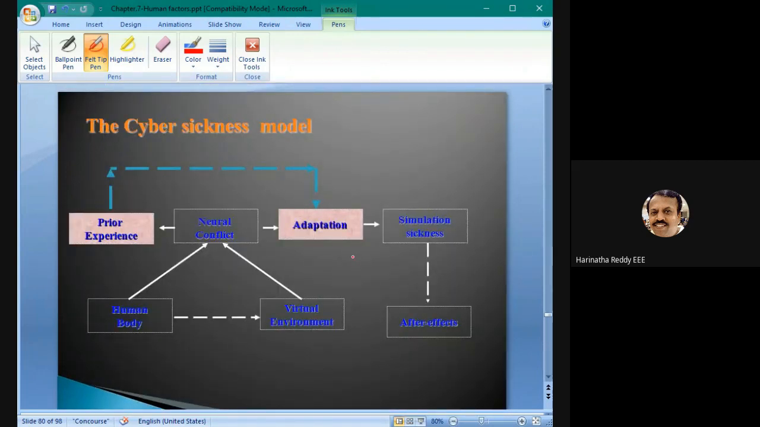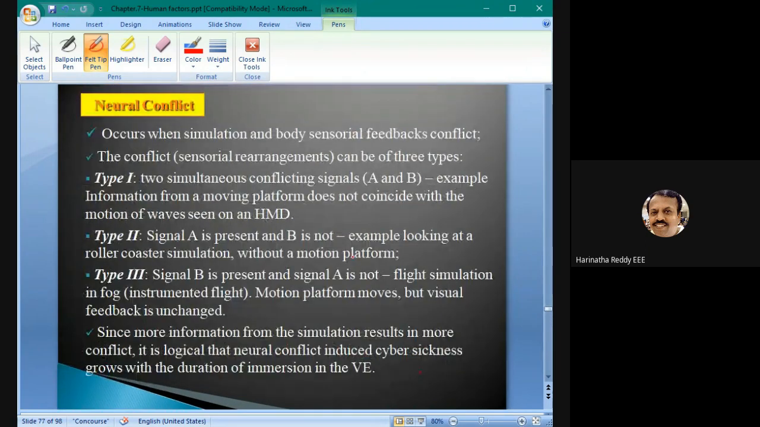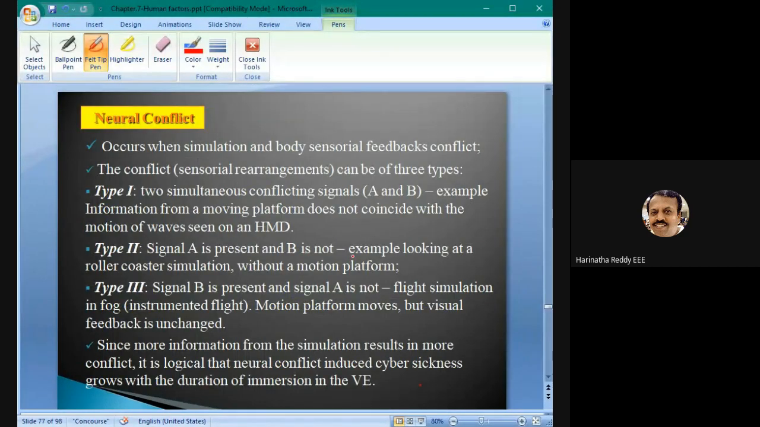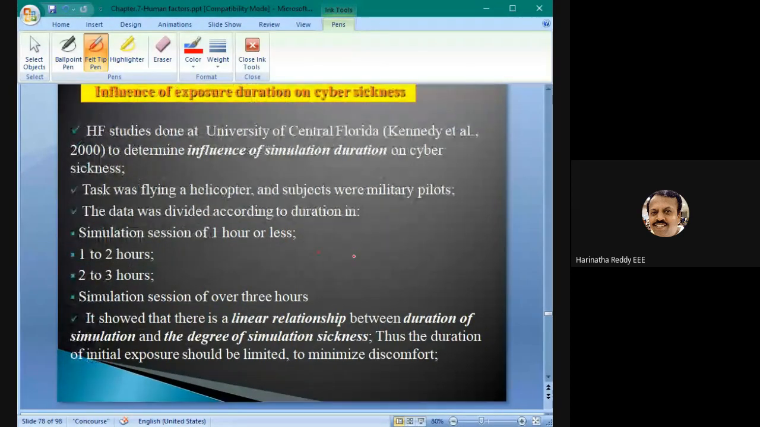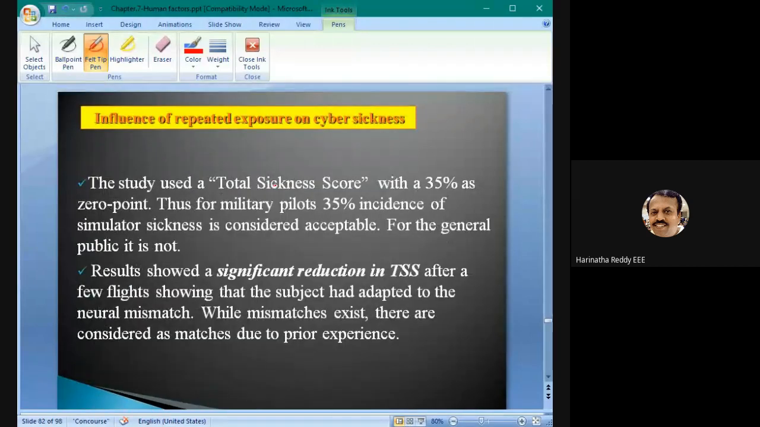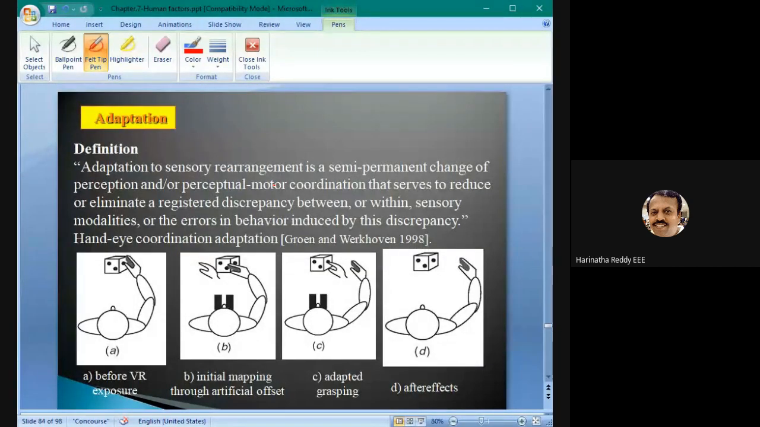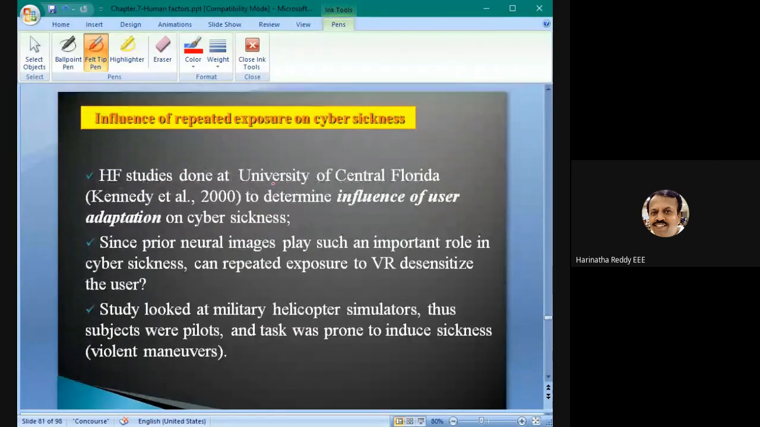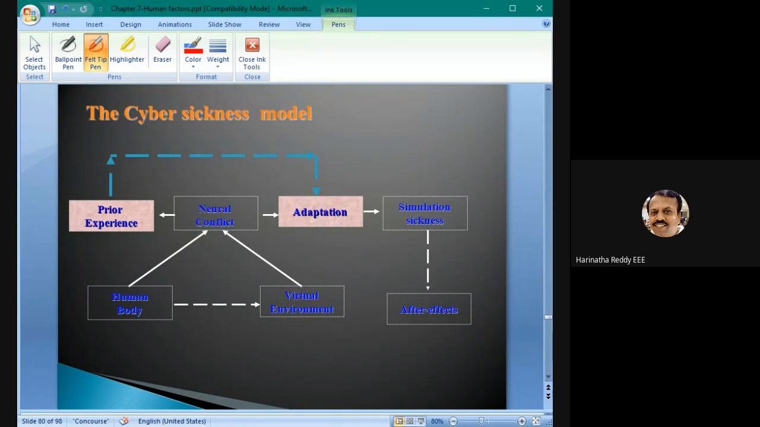So that covers neural conflict, and the other one is degree of interactivity. In this class, we discussed degree of interactivity and neural conflict. Is it clear? In the next class, we discuss the other part, that is adaptation. Before that, we just observe that even repeated exposure is an important factor in cyber sickness. User adaptation we'll discuss in the next class.